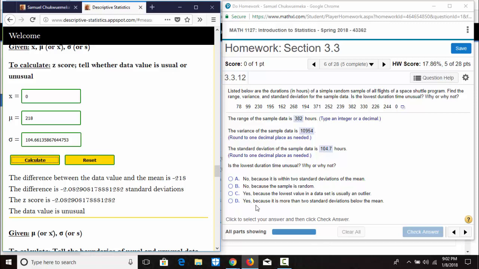We eliminate it. D, yes, because it is more than 2 standard deviations below the mean. D is also incorrect. It is yes because it is less than, not more than. Negative 2.08 is less than negative 2. So it is less than 2 standard deviations below the mean. So I'm supposing that this is a typo.